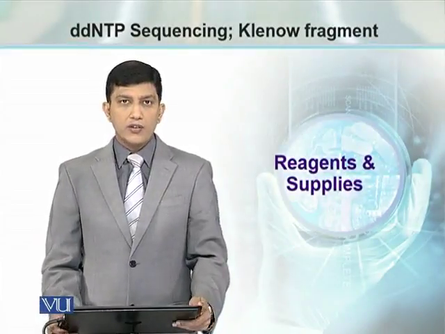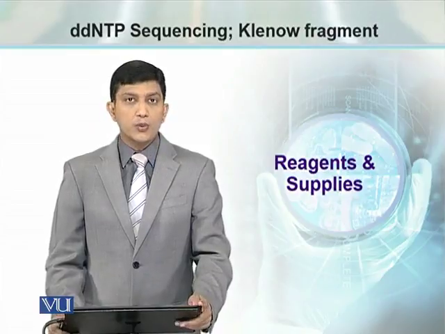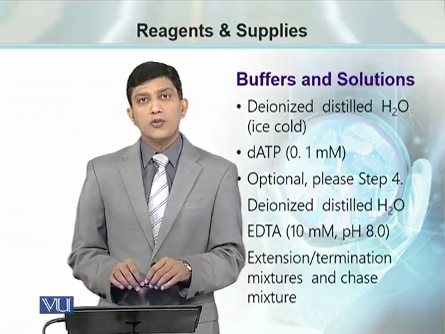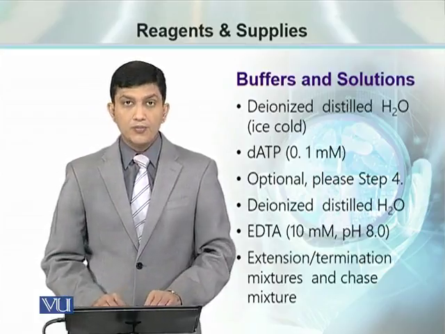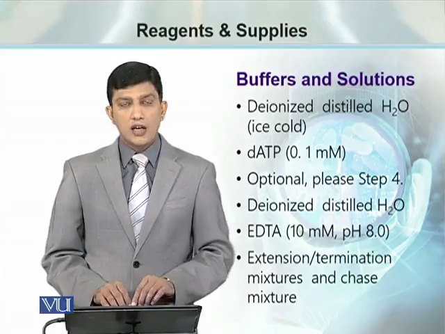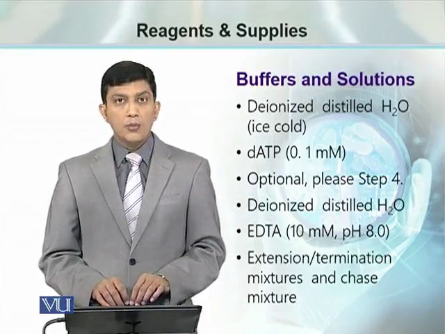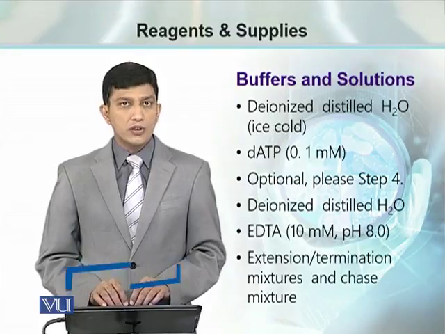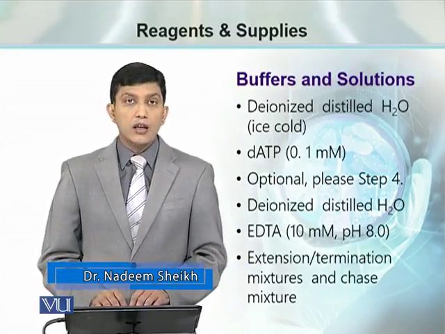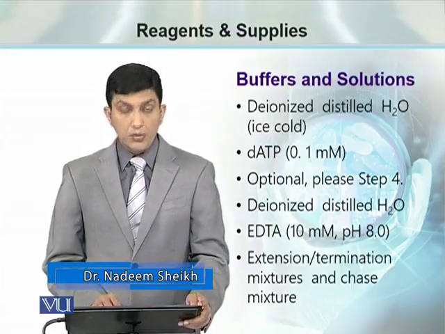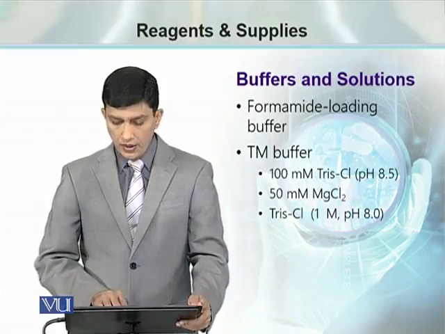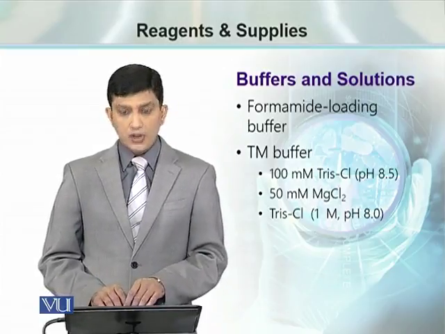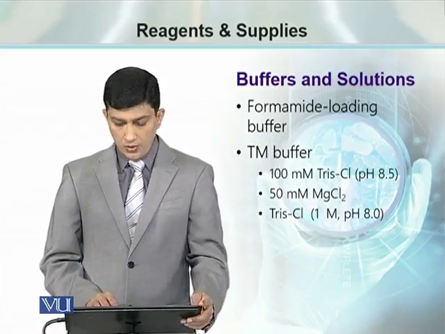Using Klenow fragment as an enzyme of choice, we can proceed further with the sequencing after the availability of the reagents and buffers which we need during the experimental reactions. Deionized water, distilled water, ice cold as well as room temperature, optional nucleotide dATP, which is acceptable when we are going towards the procedural process, EDTA, and extension termination mixtures along with the chase mixture. Formamide loading buffer to stop the reactions, then TM buffer, that is trace magnesium chloride buffer, which is required.